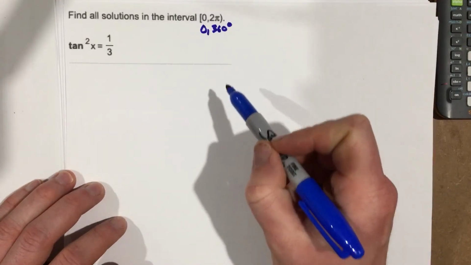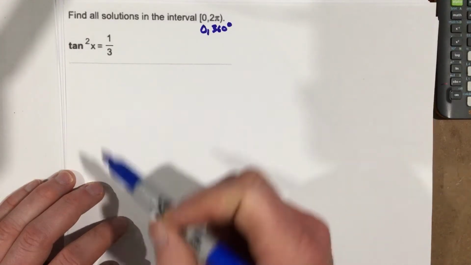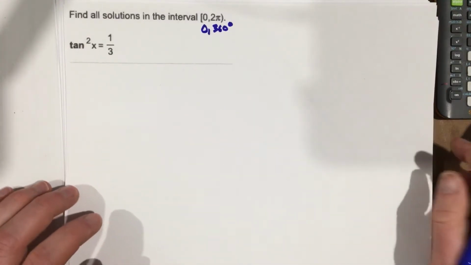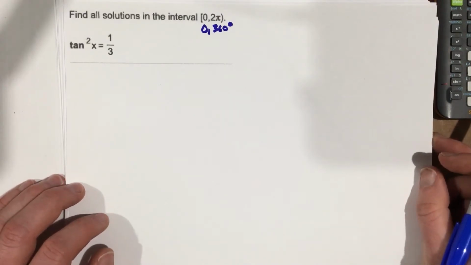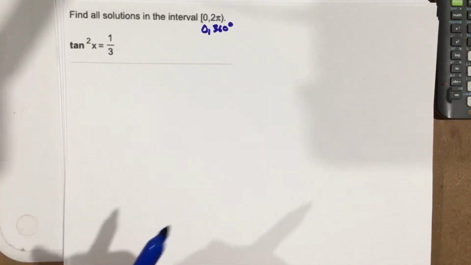circle. They only want us to look at the solutions that are in the first revolution, because all the solutions after the first revolution are technically coterminal angles anyways. So they want us to just focus our solutions between 0 and 2 pi. That way we don't get an infinite amount of solutions.